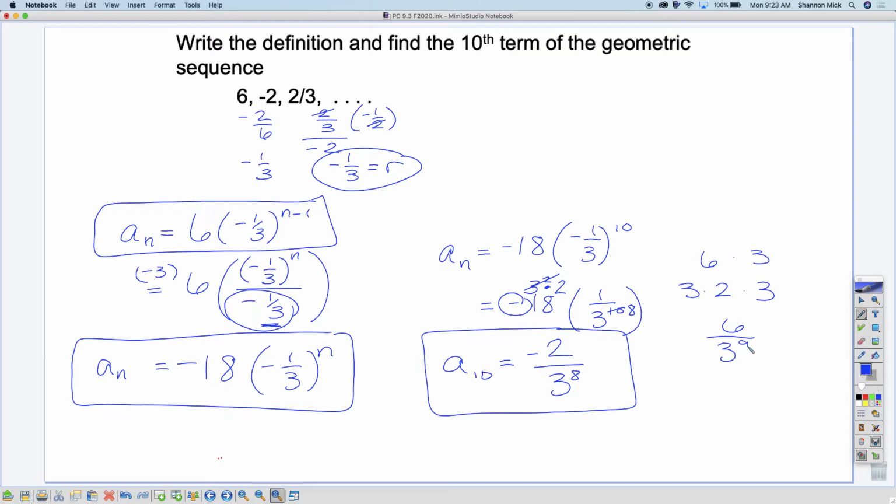It doesn't just disappear, you're reducing things. Where does the 2 come from on top? Because 2 times 9, right here. 2 times 9 is 18. And 9 is 3 squared, yes? Okay.